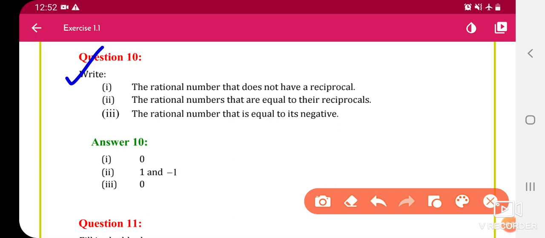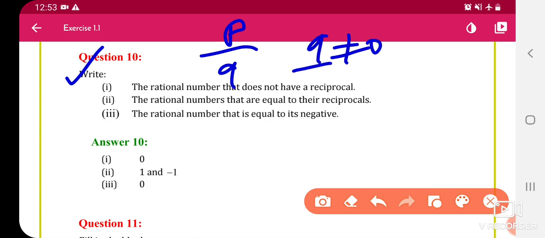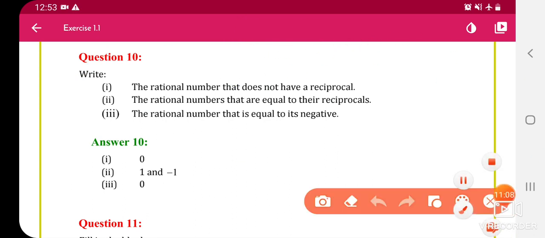Now the next question, question number 10. Write the rational number that does not have a reciprocal. According to the definition of a rational number, p upon q, where q is not equal to 0. That means 0 is the answer, because 0 has no reciprocal. Okay, 0 has no reciprocal, that's why the answer is 0.